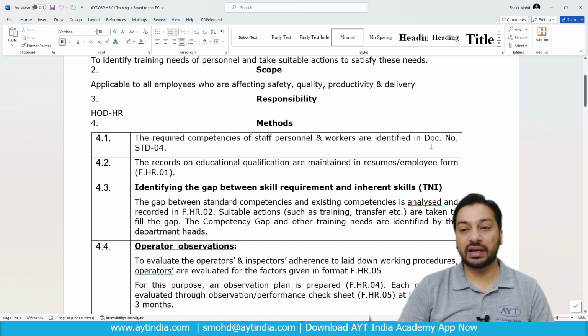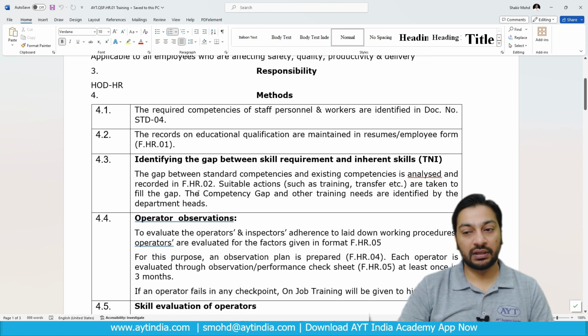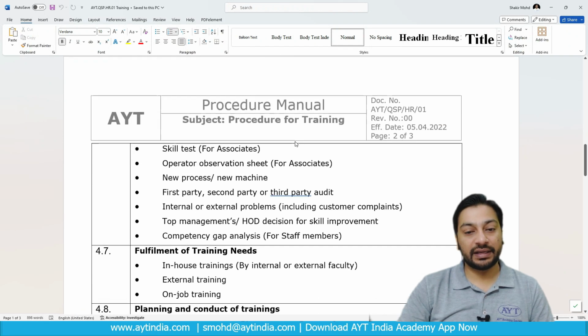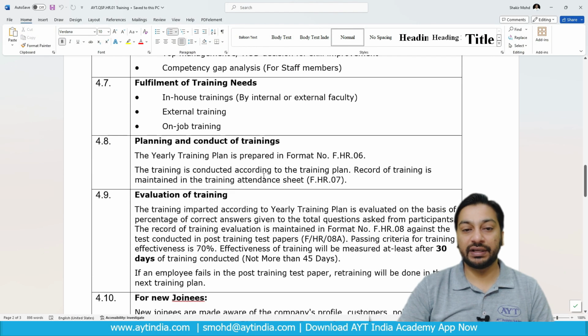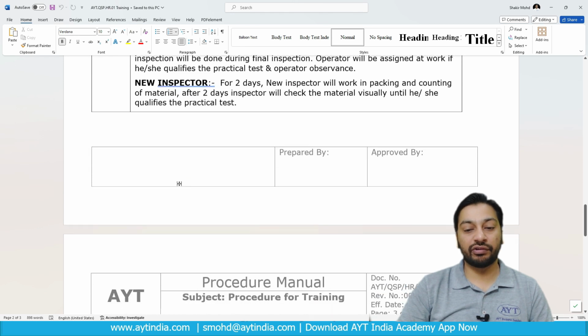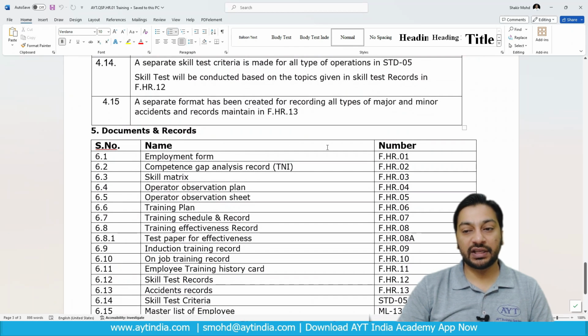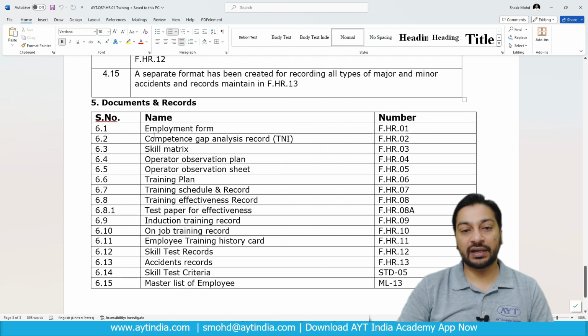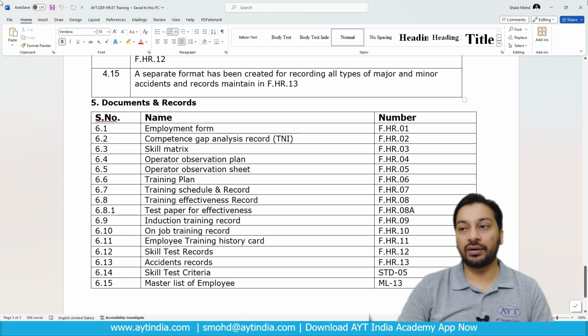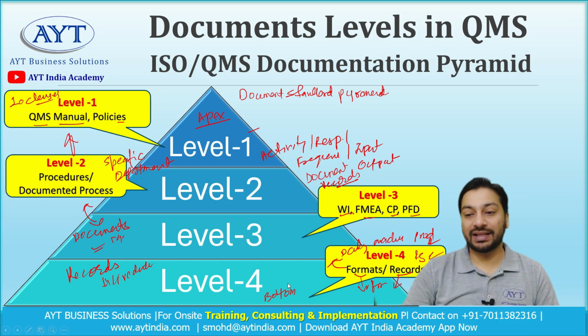The required competencies of staff and personnel are identified in the document number. The records of educational qualifications are kept in this document number. Then TNI operator observation, skill identification, conducting training needs planning, and training evaluation of new joinees. Within it, records and documents are also referenced. We gave them a reference here. So that is our level 2 document.